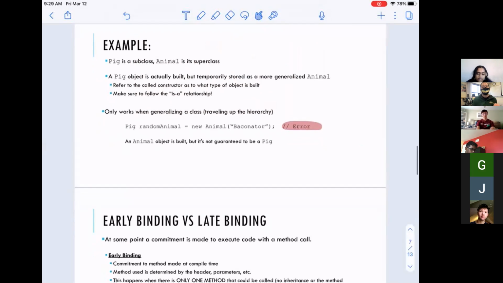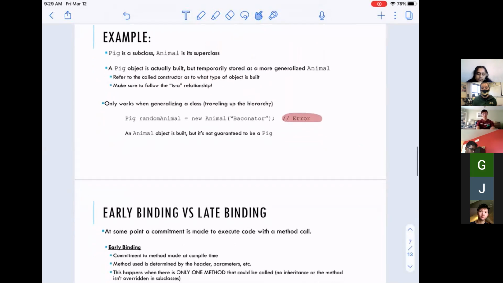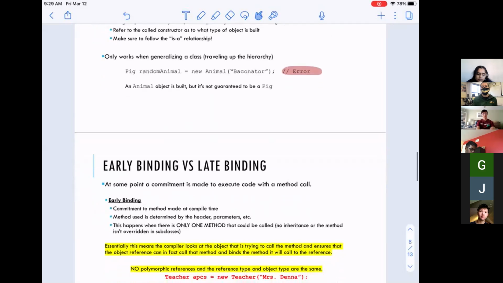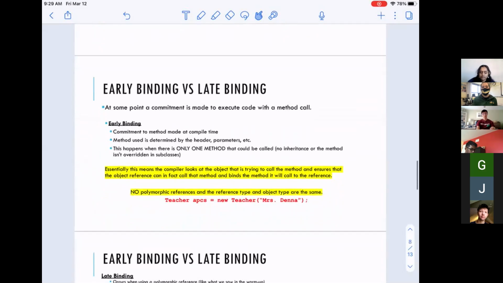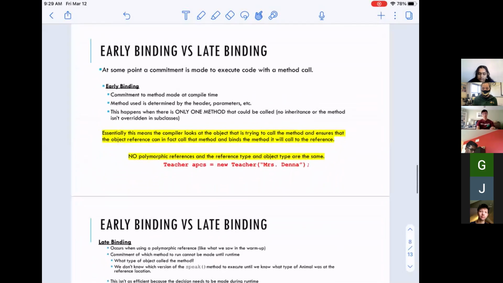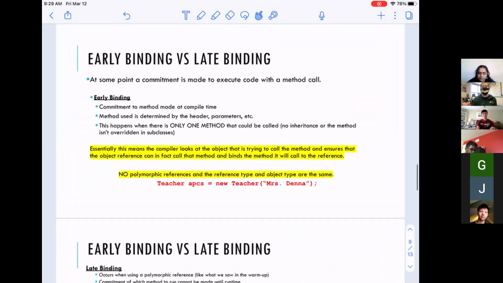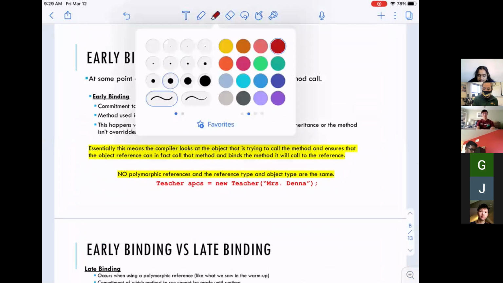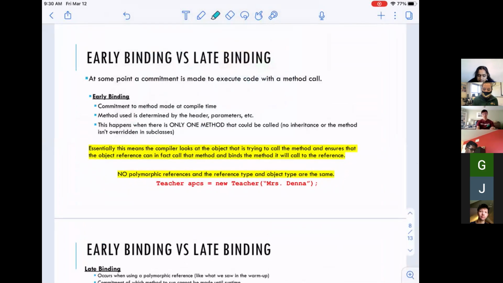Now there's another concept that we talk about in polymorphism, which is early binding and late binding. So let's talk about what the difference is. Let's first talk about early binding. Early binding is when Java has to make a commitment to which method is going to be called, and that commitment is made at compile time. The method that is used is determined by the header of the method, the parameters, and so forth.